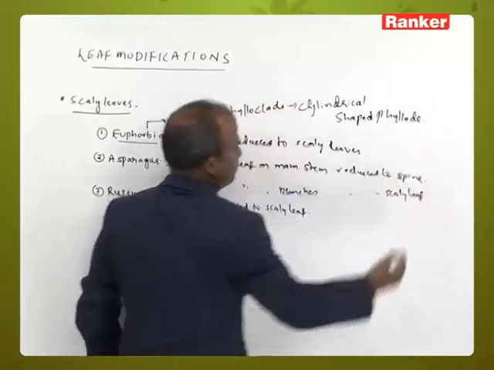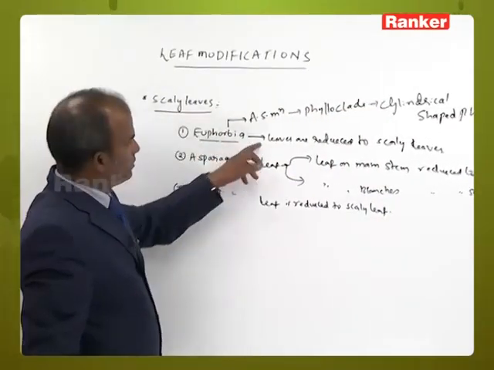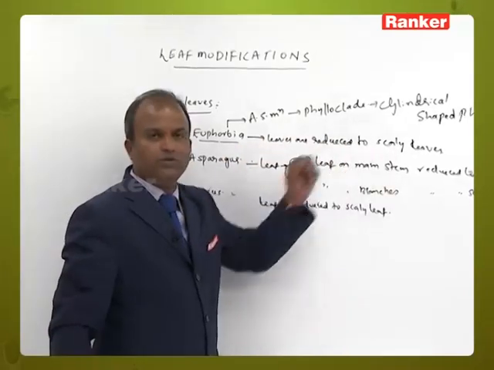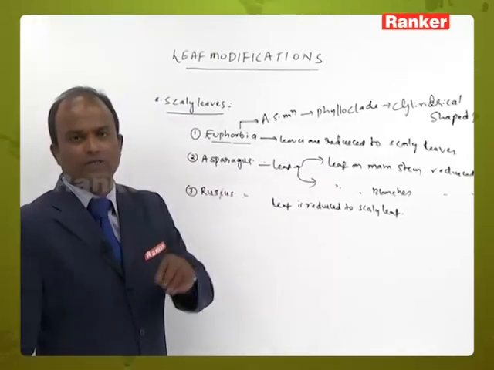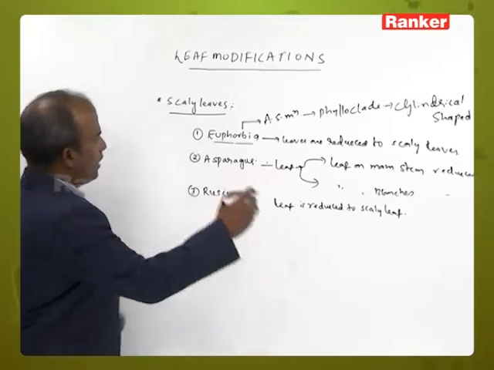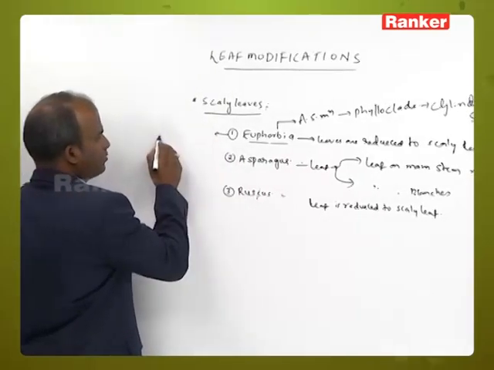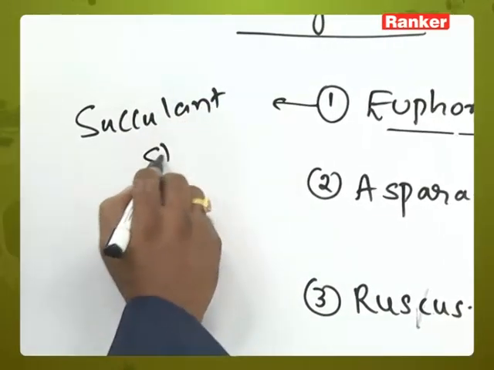Cylindrical shaped phylloclade can be seen. In euphorbia, the leaves are reduced to scaly leaves in order to reduce the rate of transpiration. And this euphorbia is a good example of a succulent stem xerophyte.